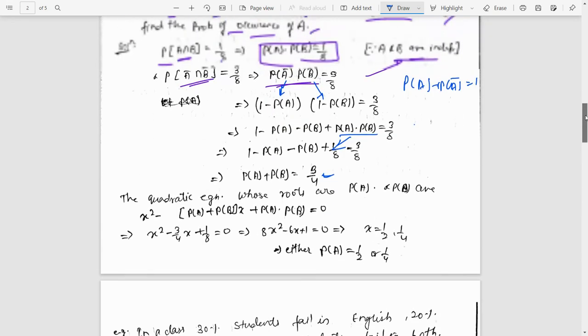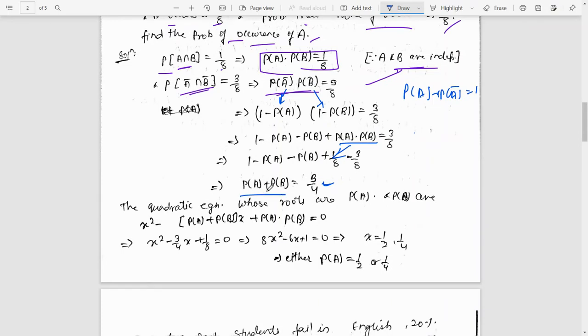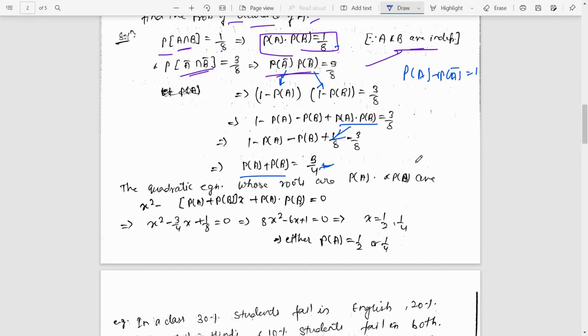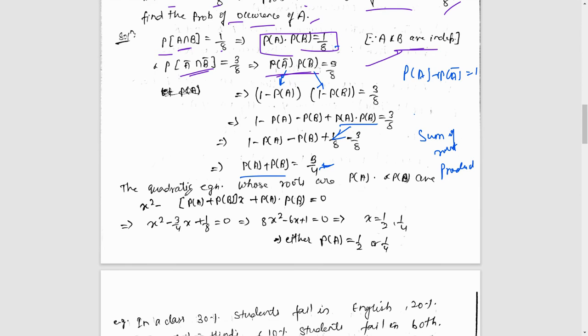Now at this point, we have two things. We have the sum of PA and PB as 3 by 4, and the product of PA and PB as 1 by 8. In a quadratic equation, there is something called the sum of roots and product of roots. If you are given the sum of two roots and the product of two roots, then you can form a quadratic equation. The quadratic equation whose roots are PA and PB is given by x squared minus the sum of roots times x plus the product of roots, equal to 0.